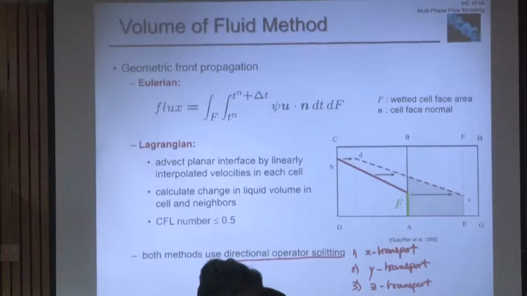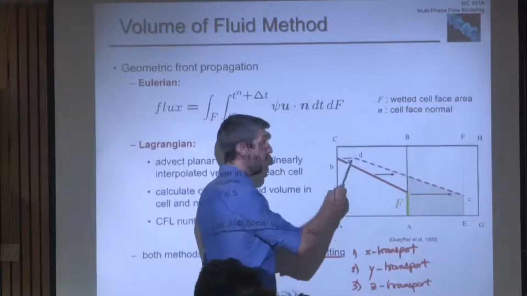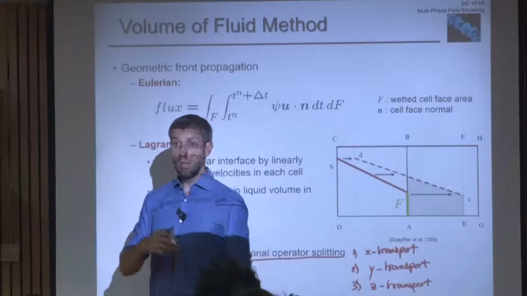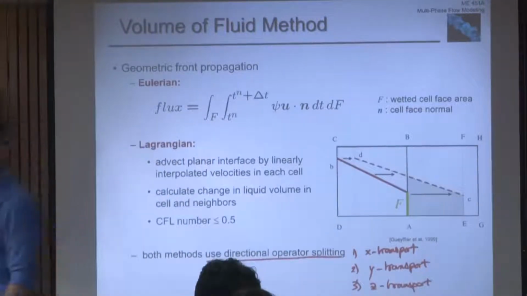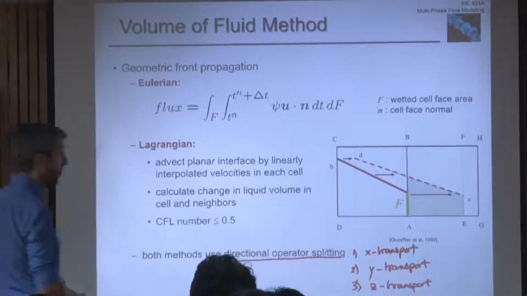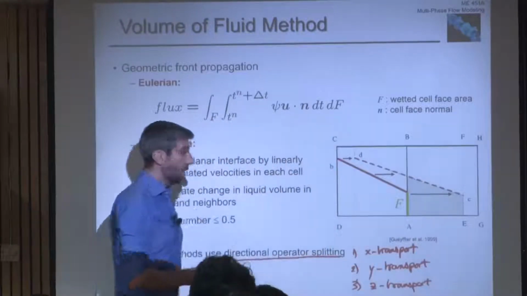You can, in fact, take a linear reconstruction of your velocity from cell to cell. So you can use second order accuracy to represent your velocity, and then you can perform an advection from left to right or right to left of your interface at exactly the u velocity. So that looks like this.